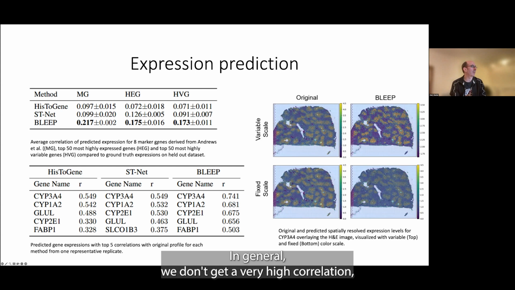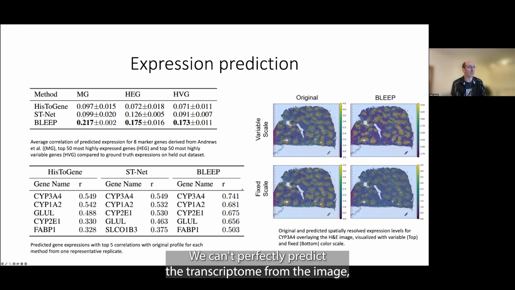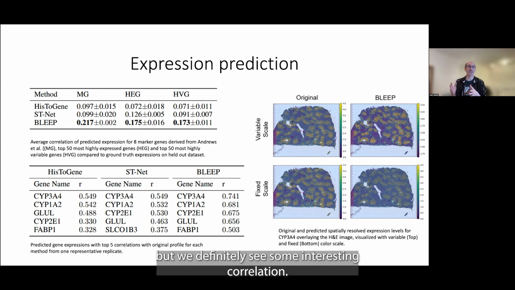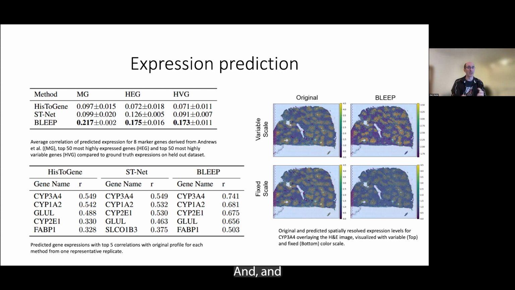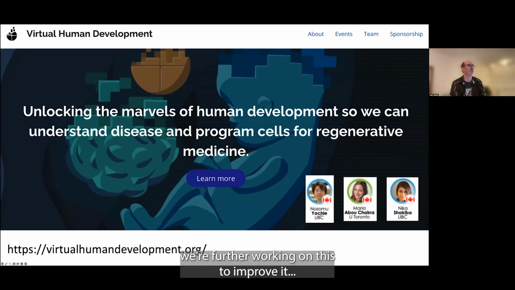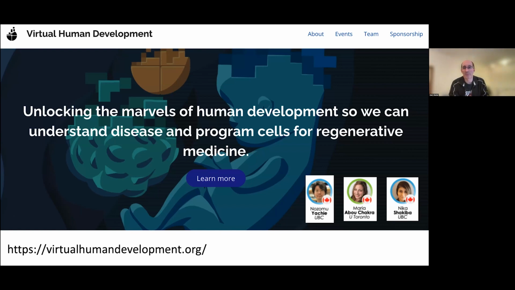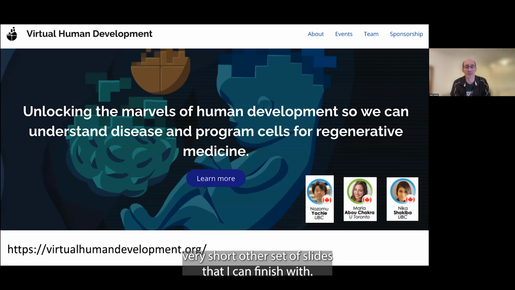In general, we don't get a very high correlation, like let's say 20% correlation across all genes, but there definitely are some interesting examples of genes where we get very good correlation. And so again, this is not a solved problem. We can't perfectly predict the transcriptome from the image, but we definitely see some interesting correlation, and we're further working on this to improve it. Okay, so I could stop here if there's questions. And if there's no questions, there's one very short other set of slides that I can finish with.